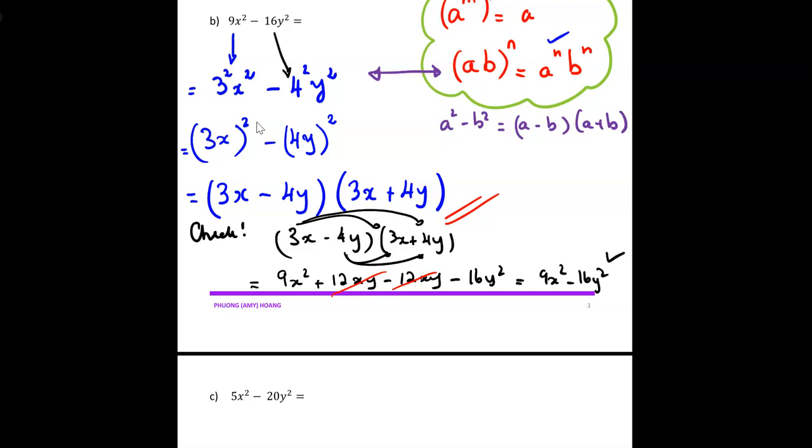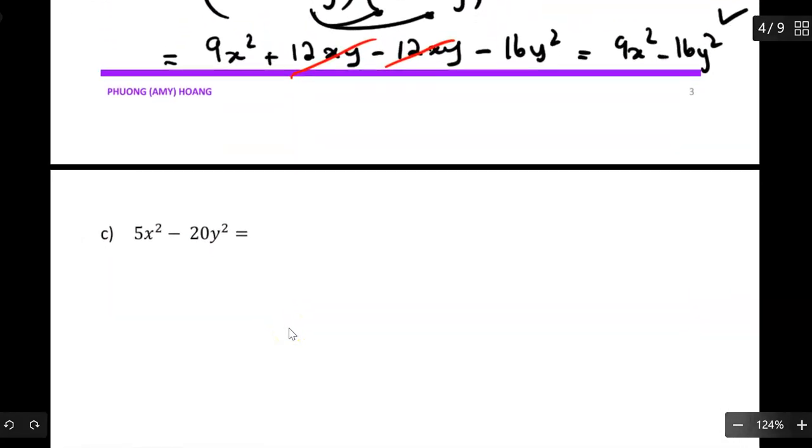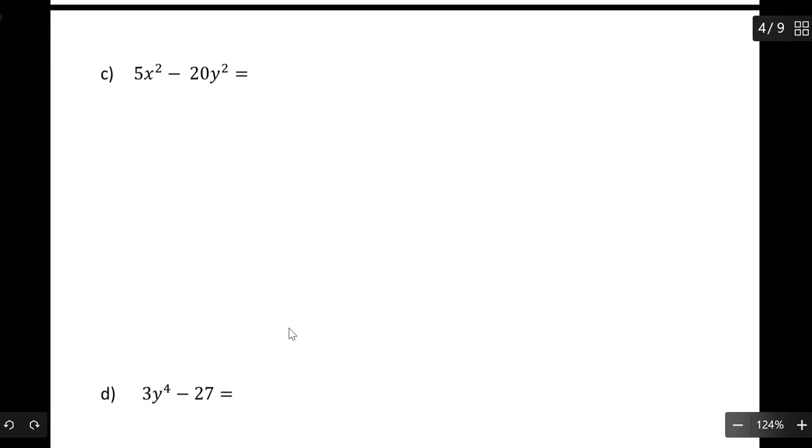But for this example, 5 is not a perfect square, and 20 is not a perfect square. Then what should we do in this case? What I recommend everyone to try is you try common factor first. With common factors, eventually you may find that a perfect square will reveal itself. The common factor in this case would be 5 for the coefficient.